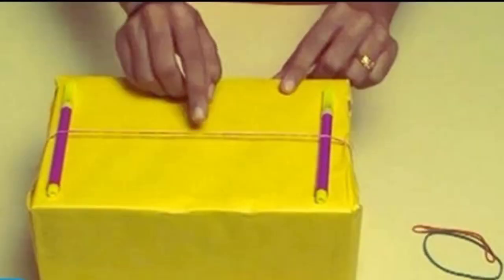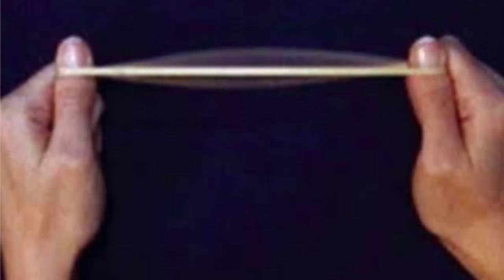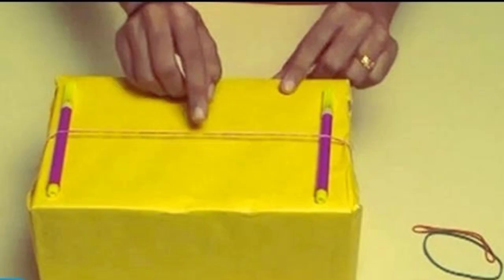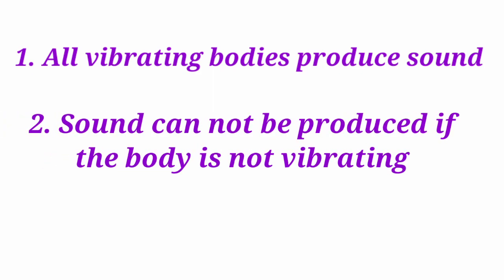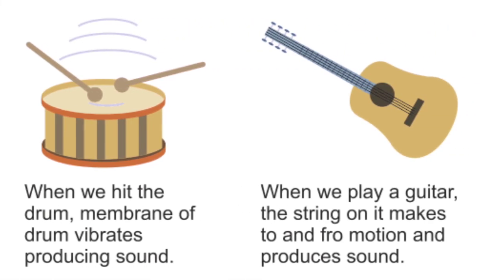Let's understand with another activity. Stretch the rubber band and then leave it. The rubber band vibrates and a sound is produced. Now stop the vibration of the rubber band. Is there any sound? No. We can say that all vibrating bodies produce sound. Sound cannot be produced if the body is not vibrating. So if vibration is there, sound is there. No vibration, no sound. So finally the point is all vibrating bodies produce sound. Sound cannot be produced if the body is not vibrating.